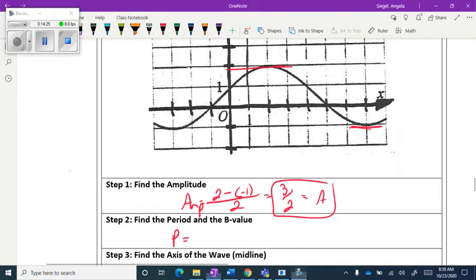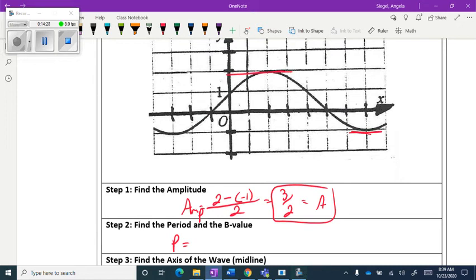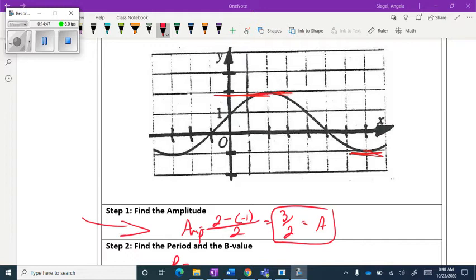Okay, so this one's going to be a little tricky. So first of all, I started with the amplitude, and so I wanted to find the axis of wave equation. So the highest it went is 2, the lowest is -1, and so I figured out that my amplitude was 3/2. So my axis of wave equation is going to be right here at y equals 1/2. So don't forget that this is going to be my k, so it's shifted up.